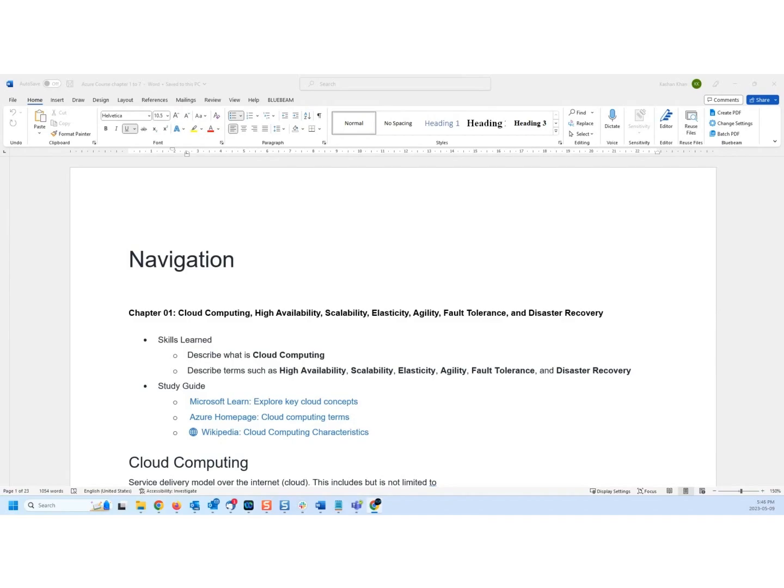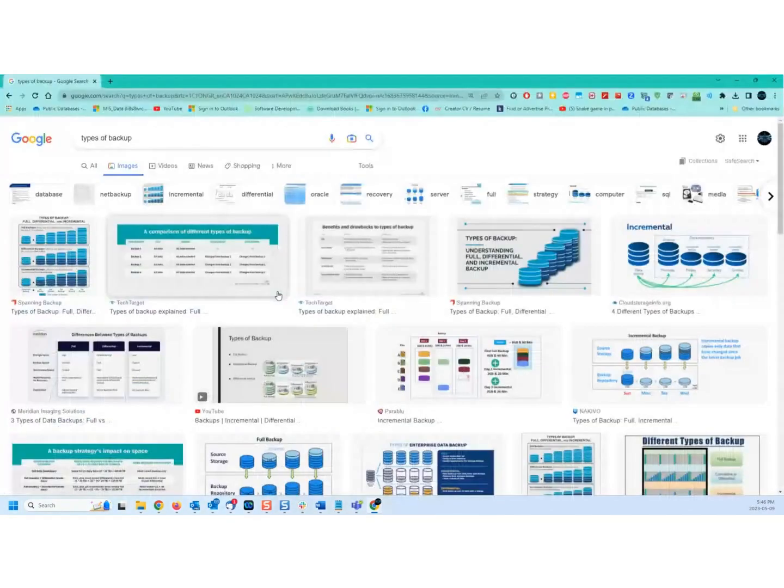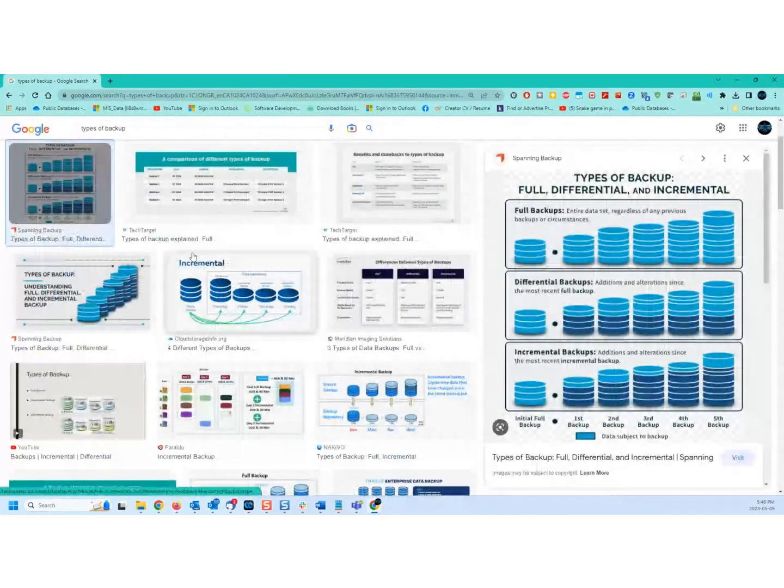A very old and popular picture which I explain to my classes, I'm going to open it. I just do a quick Google search for types of backups, and this is the diagram I'm after on the right side. Full backup: the entire data set, regardless of any previous backups or circumstances, you will take a full backup.